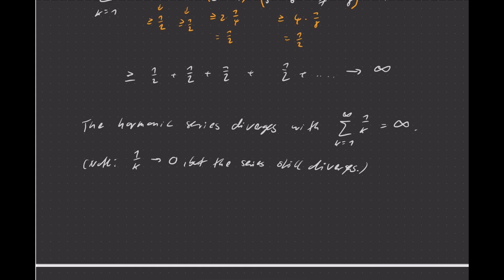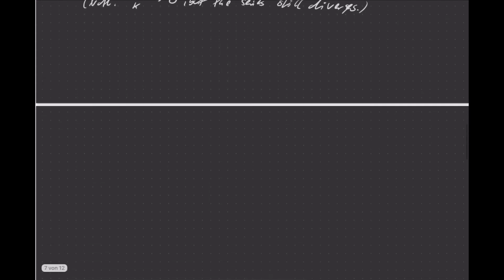So for a convergent series, the summands have to tend to 0, but that is not sufficient for convergence. We can have series where the sequence of summands tends to 0, but the series itself is still not convergent. And this is an example for that.